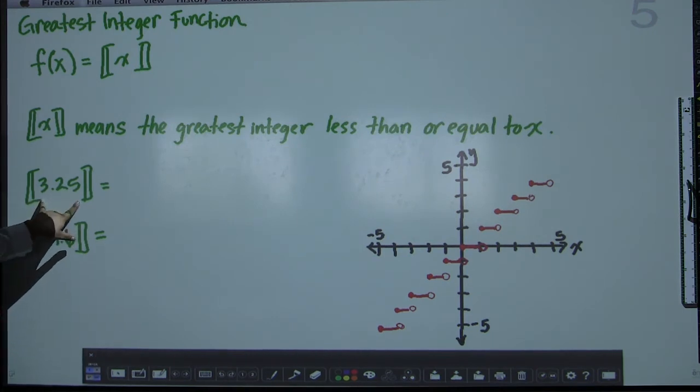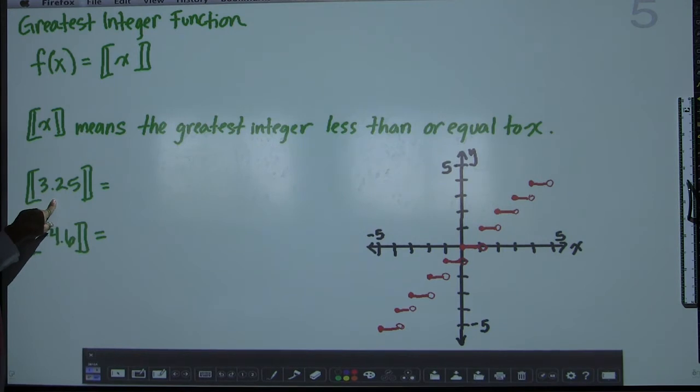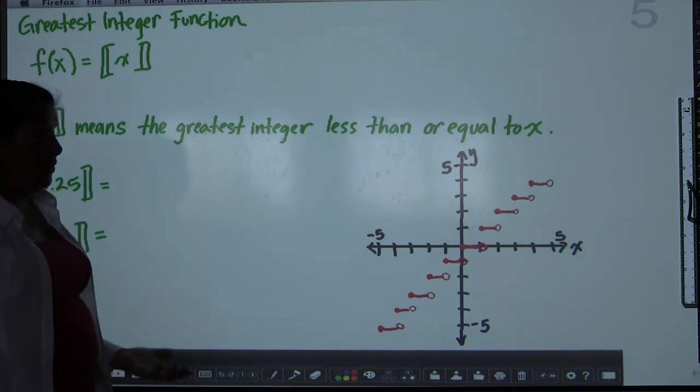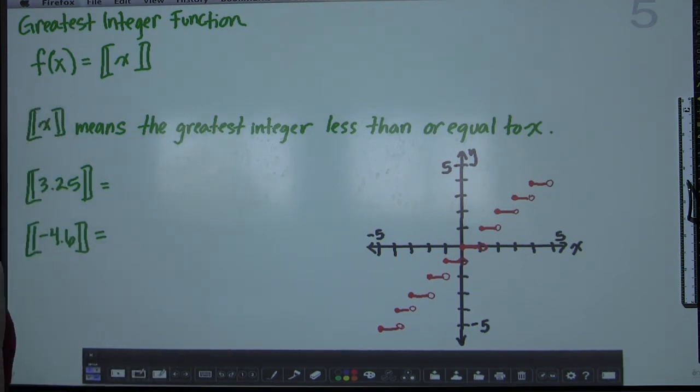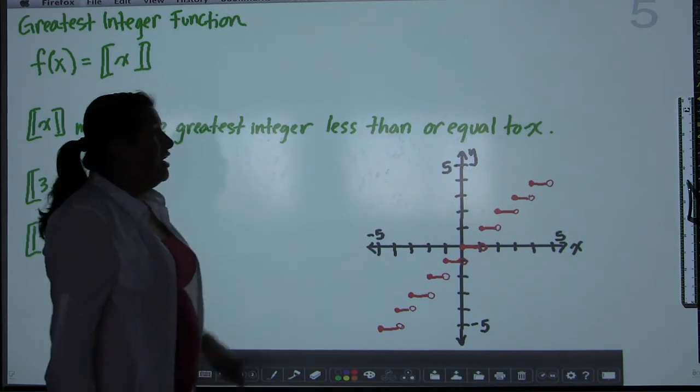3.25 inside of these brackets means that I am looking for a number that is the greatest integer less than or equal to x. Why can't it just be a greater integer? Lots of integers are greater than 3.25. And again, first of all, 3.25 isn't an integer, but integers that are greater than this are 4, 5, 6, 7, 8, 9, 103, a million, 1,000,005. There's a lot of integers that are greater than 3.25. But what it's asking for is an integer that's actually less than or equal to x.